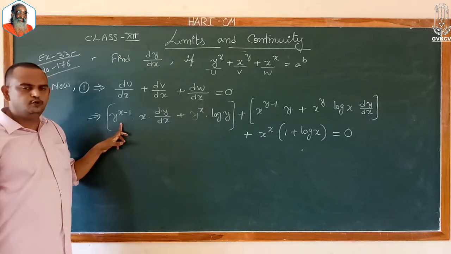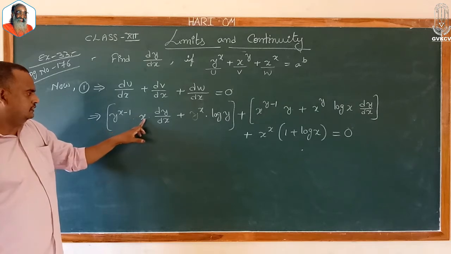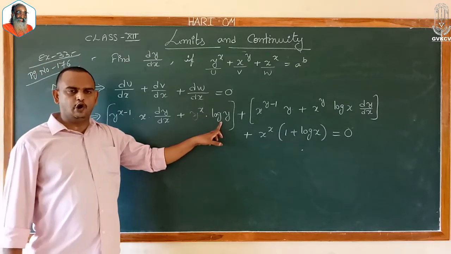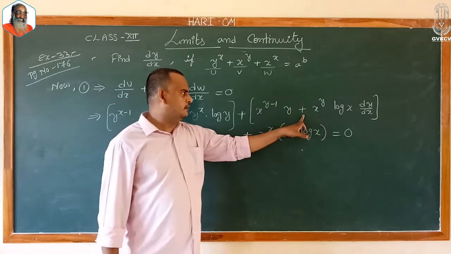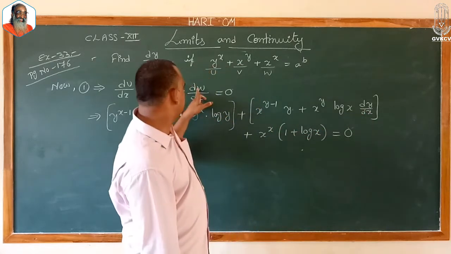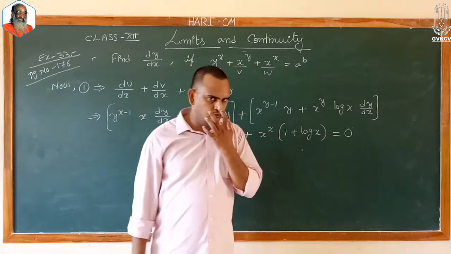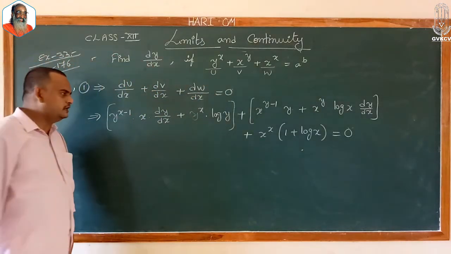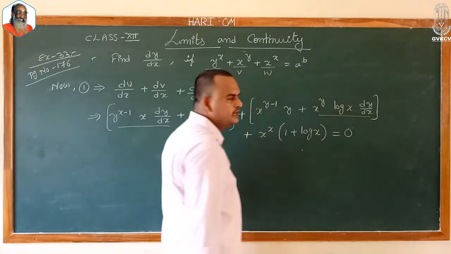Now, this is the du by dx derivative. We have done part 1: y power x minus 1 into x into dy by dx plus y power x into log y. Then dv by dx: x power y minus 1 into y plus x power y into log x into dy by dx. Then dw by dx, part 3: x power x into 1 plus log x is equal to 0. What is required for us? They ask you to find dy by dx. Where we have dy by dx? Here I have dy by dx and here I have dy by dx.